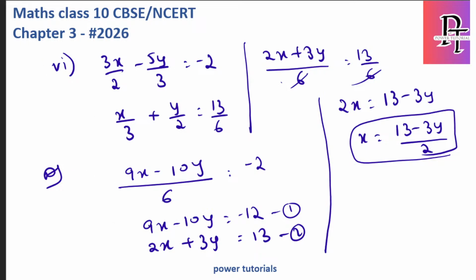9x minus 10y equal to minus 12 is fine. 2x plus 3y equal to 13 is also okay. So using the second equation, I'm getting the x value and substituting in the first equation. So 2x is equal to 13 minus 3y. So x is equal to 13 minus 3y by 2. Okay, till here is fine.